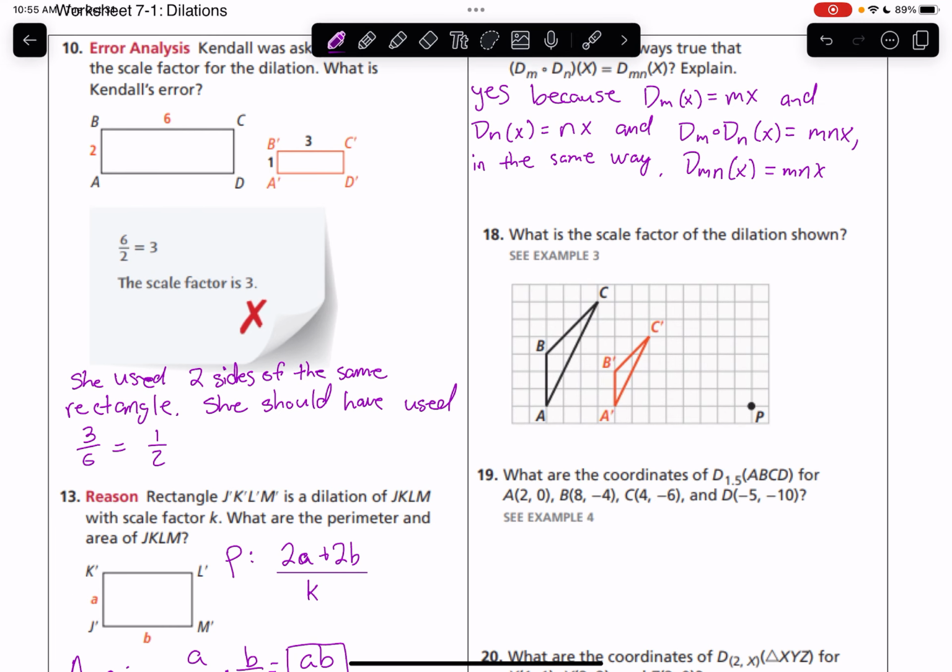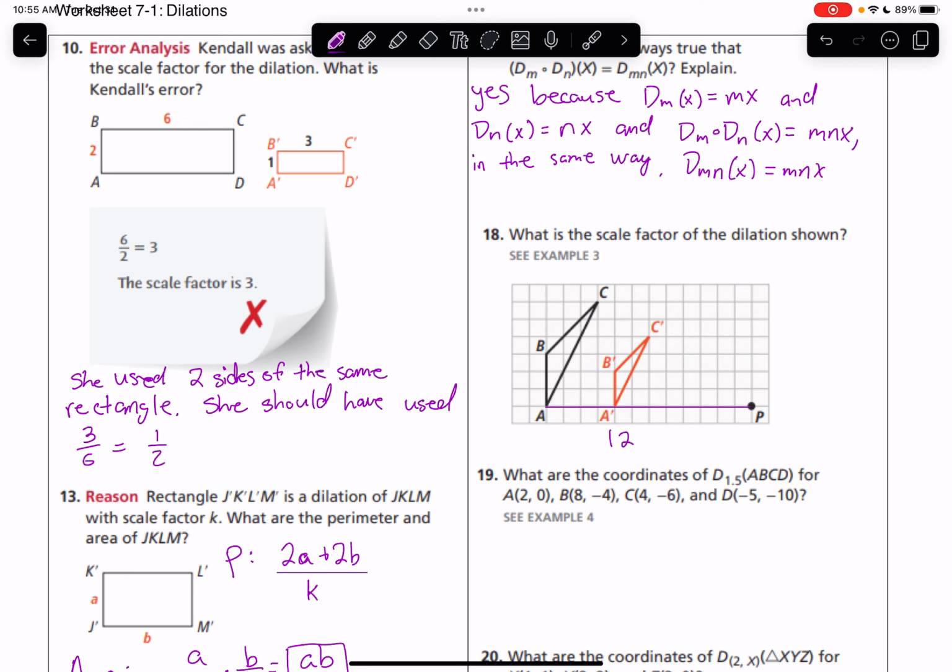Number 18, what is the scale factor of the dilation shown? I think I used the bottom here because it's a straight line. That was easiest for me to see. So point A to point P, that's 12 units.